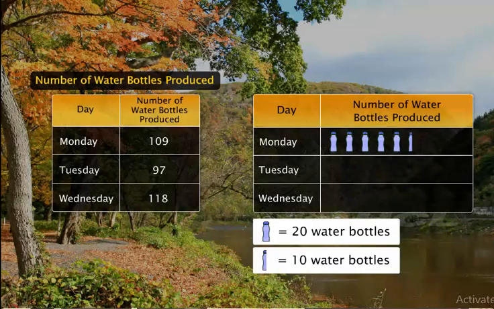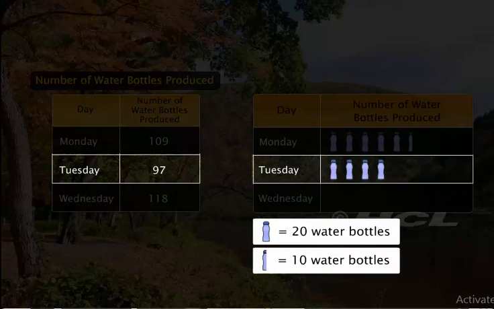To represent 97 water bottles, we use 4 whole symbols to show 80 water bottles. Next, we round off the remaining 17 bottles to the nearest 10, which in this case is 20 bottles. So, we add one more whole symbol to the pictograph. Thus, we represent 97 water bottles with 5 whole symbols.